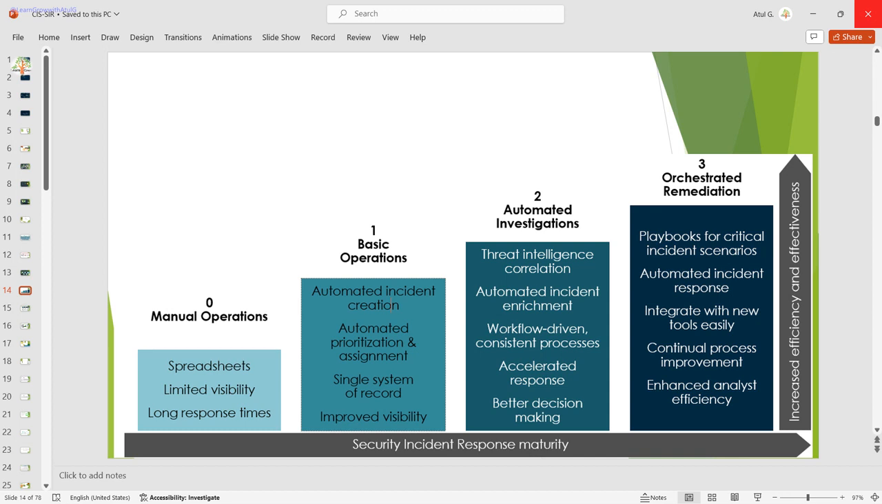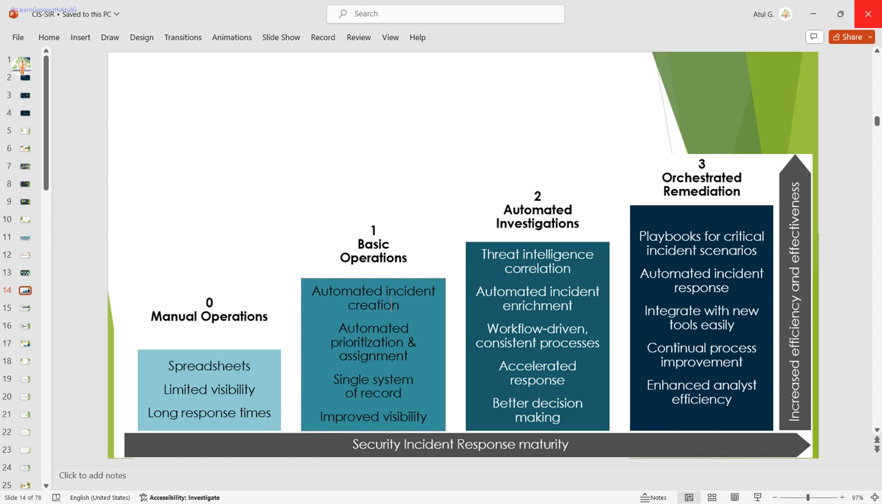But what comes in the basic operation? If we start using SIR as a module, then I can say that we are at maturity level 1, because when we use the SIR module, we can automate the incident creation. It can be done via catalogs, via record producer, or via the security incident form. We can automate the prioritization and the assignment, that is, what type of SIR incident should be prioritized P1, P2, P3. Single record for everybody's visibility, and we can improve the visibility because now there's one tool and teams can see that particular part.